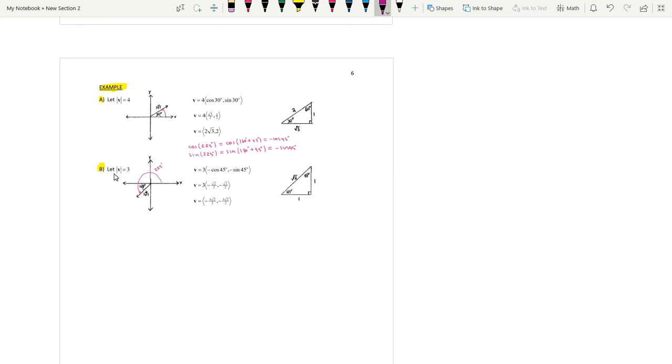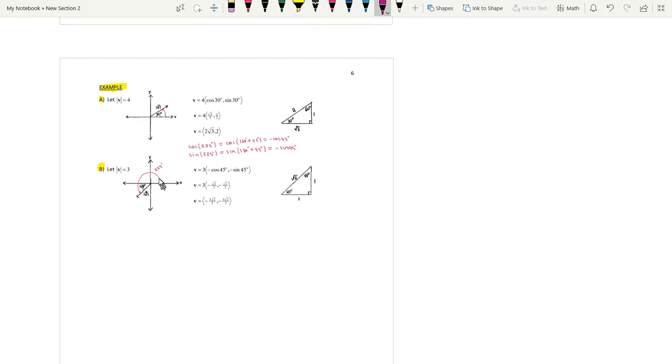And finally, absolute value of v equals 3, and we are given this angle. The terminal side of this vector is in the third quadrant, and we know in the third quadrant both sine and cosine are negative, so it becomes (negative cosine 45 degrees, negative sine 45 degrees). Cosine 45 degrees has value square root of 2 over 2. Sine 45 degrees has the same value as cosine 45 degrees, and if you multiply by 3, you will get this answer.